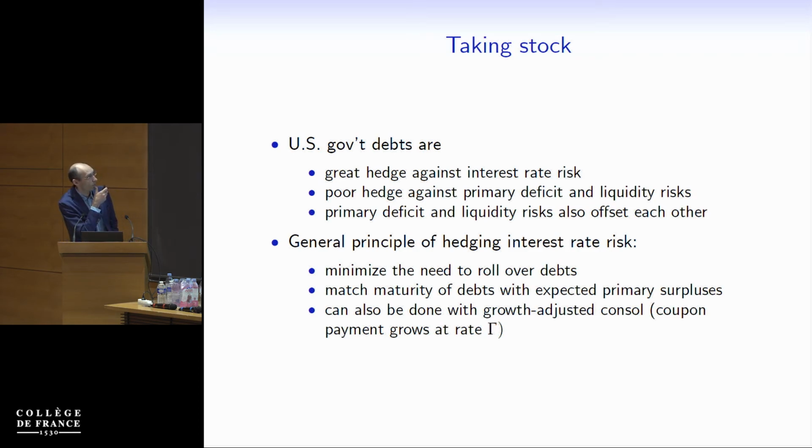And then how do you minimize? So interest rates are kind of primary. If interest rate is the primary problem for you, how do you minimize this? Well, what I said, you try to minimize the need for you to roll over the debt. So the way you try to minimize it, if you do it with pure discount bonds, you try to match when those pure discount bonds are due to your expected primary surpluses, or you can try to do the same thing with the console, which pays some coupon, which in a growing economy would grow with the rate gamma.